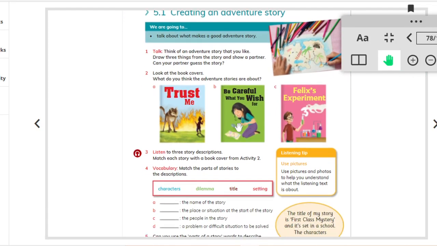So now there are three covers here, book covers. We'll just listen to the audio and then try and match which is what. Okay, so just a minute.